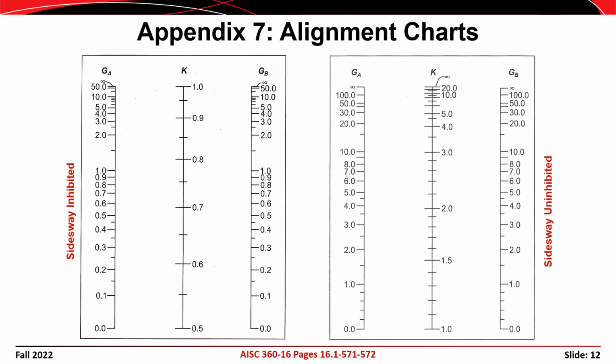Finally, here are the two alignment charts that are used to calculate the effective length factor K. The alignment chart shown on the left is for a side sway inhibited frame, and the chart shown on the right is for a side sway uninhibited frame, or a moment resisting frame. These charts are constructed such that the effective length factor K is determined as a function of two G factors, one for each end of the column.